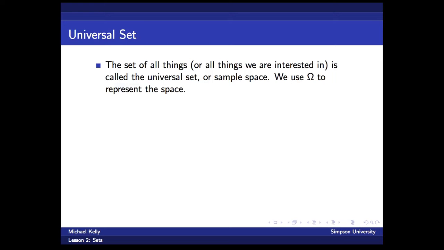Usually we're interested in a particular kind of set, and we call this the universal set. Or, in probability, it'll often be called the sample space, and we'll represent it with this capital omega symbol. So, for example, if I'm rolling a die, the universal set would be 1, 2, 3, 4, 5, and 6.